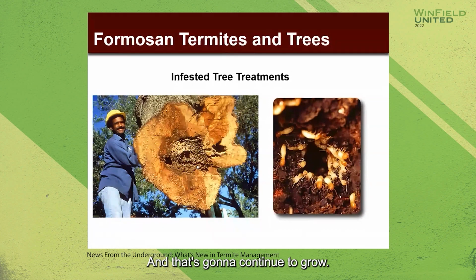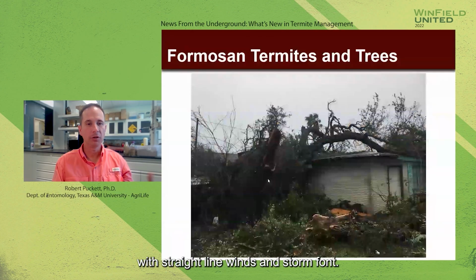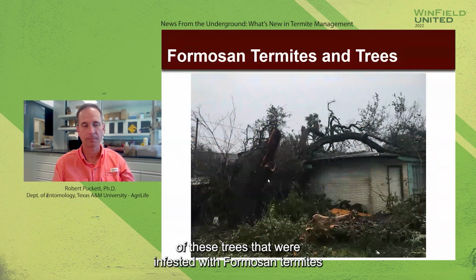And that's going to continue to grow. Well, carton nesting is very brittle. It doesn't provide any structural support. So as that cavity grows, the tree is still healthy, physiologically speaking. In other words, nutrients are flowing in the vascular system of the tree. It flushes leaves every year. They fall off in the fall. But eventually, that cavity is going to be so great that the tree is going to lose its structural integrity and fall. This usually happens in the spring in association with straight line winds and storm fronts.